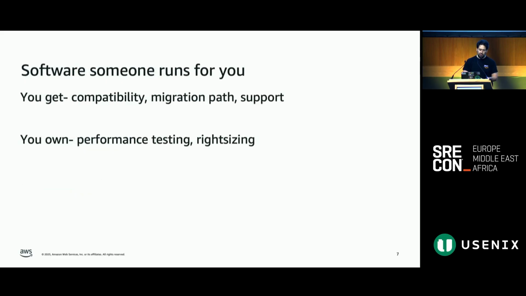So software that someone runs for you, you refer here to what we call in AWS managed services. These are services that someone else is running for you. You don't have access to the operating system of that thing. But you are able, in this specific case, to say, I want this to run on ARM64, or I want this to run on x86.